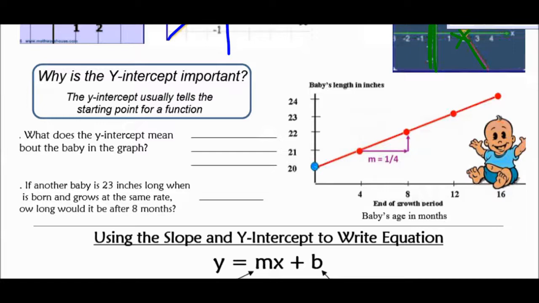Here we're talking about a baby's age in months and their length in inches. Basically, how tall is the baby at different stages in its growth. So at 4 months, it's that tall or that long. I feel like it's weird to call a baby 23 inches long, but at the same time, that's how they measure babies. So it's basically just telling us over these months how much it grows. The y-intercept here of 20 tells us the starting length of the baby.